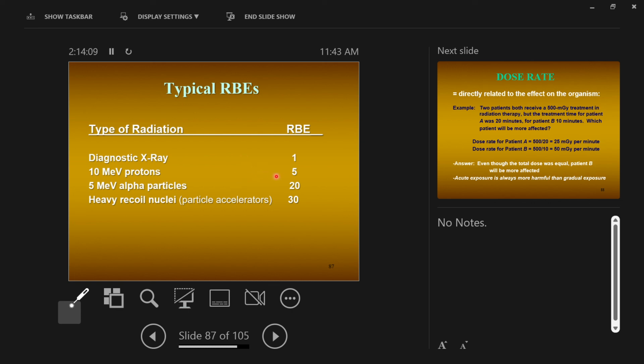In these other ones, the number is going to be higher than 1. So X-rays have an RBE of 1 because the comparison is comparing a type of radiation against X-rays. In this case, you're comparing X-rays to X-rays, so 1-to-1. But for other things, 10 megavolt protons have an RBE of 5, 5 megavolt alpha particles have an RBE of 20. By the way, this is where we got it in earlier lectures where we said alpha radiation is 20 times more harmful than X-rays. It's the RBE for alpha radiation being 20 versus X-rays being 1. Alpha radiation is more harmful. Those heavy recoil nuclei have an RBE of about 30.